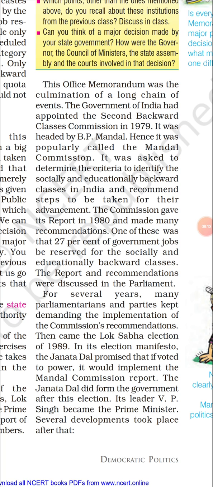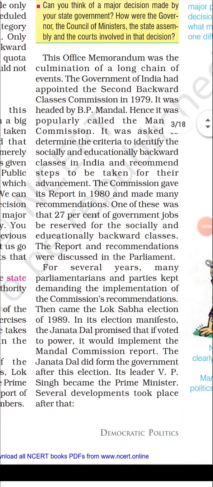And when the report was given to the government, this point was discussed in the parliament. For several years, many parliamentarians and parties kept demanding the implementation of the commission's recommendation. They had already recommended and given the report, but there was no implementation. Implementation means to come in force. They said that 27% of the jobs should be reserved for the OBC, other backward classes, but the government has not implemented that; it did not come into existence. Still, the backward classes are not getting that reservation. So many parties came into power, but there was no implementation.